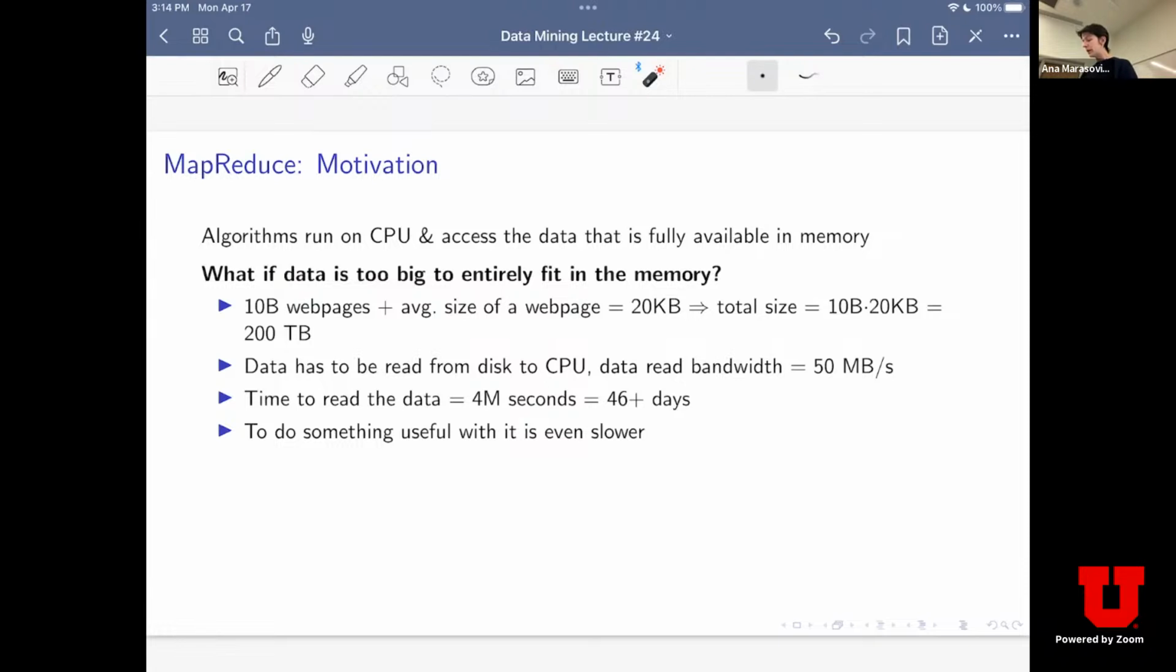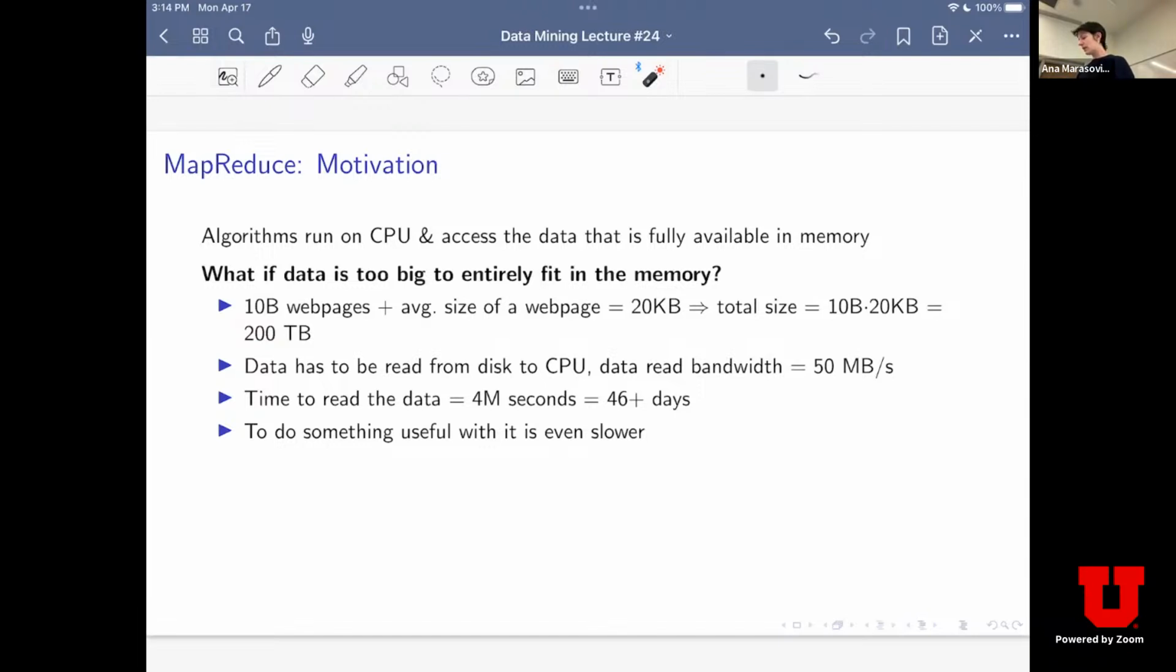For example, totally conceivable these days, say we have 10 billion web pages, though we have way more than 10 billion today. If the average size of a web page is 20 kilobytes, then multiplying 20 kilobytes by 10 billion, we get that the size of the data is 200 terabytes.